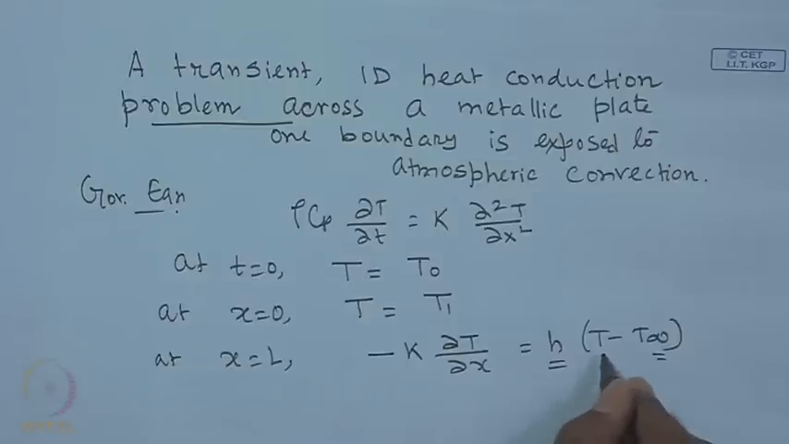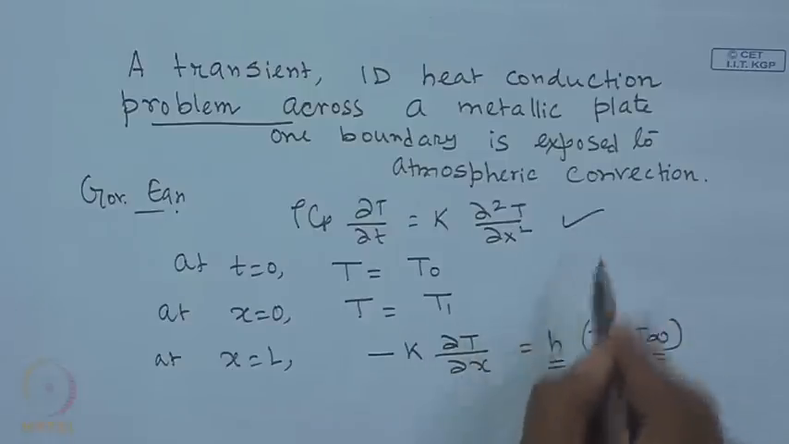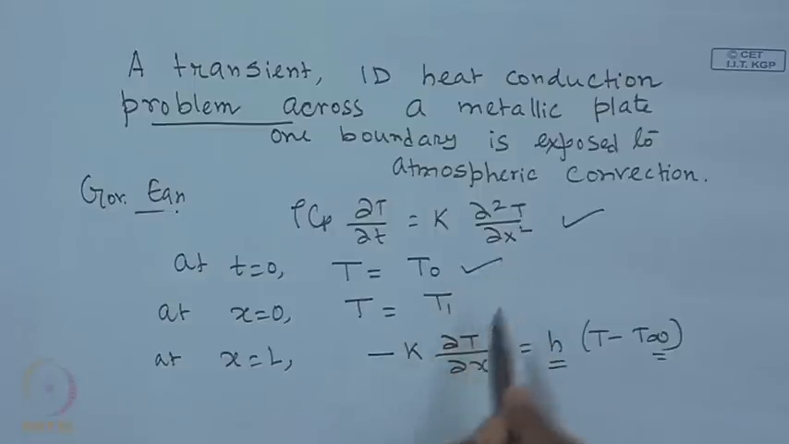So, h into T minus T infinity is the amount of heat flux that is taken away from the boundary, and that should be equal to the amount of heat flux that is arriving at that boundary by conduction, minus K del T del x. Now, if you look into this problem, the governing equation is homogeneous, the initial condition is non-homogeneous, the boundary condition at x is equal to 0 is non-homogeneous, and the boundary condition at x is equal to L is also non-homogeneous because of the presence of the term T infinity there.